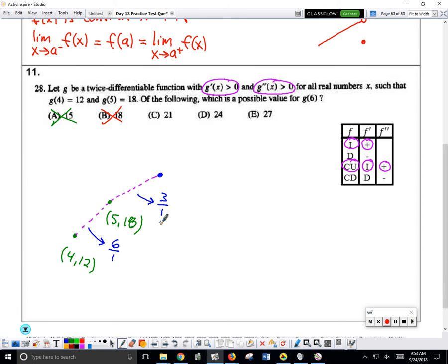Cool. So we go to the next spot, 24. So this one doesn't work. 24 would put it about here, which would make that secant slope also 6. That still isn't concave up, though, because the secant slopes aren't increasing.